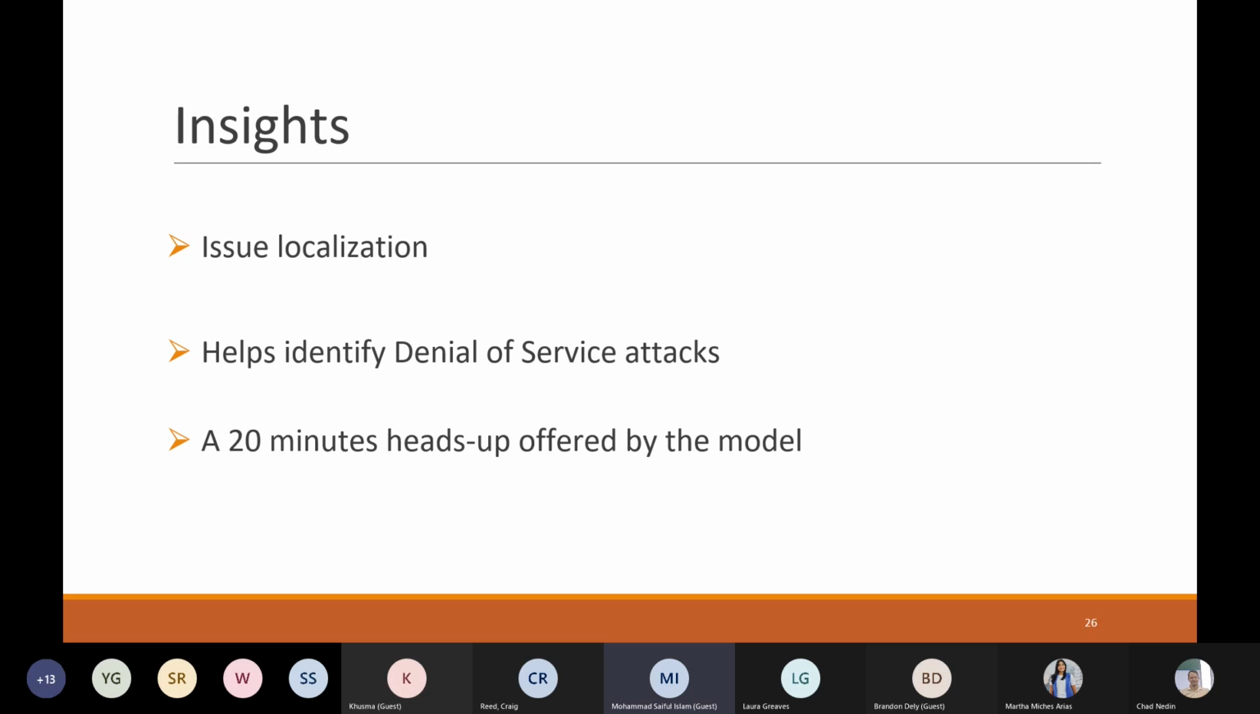And the last point that we mentioned here is the 20 minutes heads up offered by the model. It may not sound like much. However, to put things into perspective, the SLA of 99.999% uptime actually allows approximately 5 minutes of downtime per year. Thus, 20 minutes of extra time gives DevOps teams extra wiggle room that is appreciated.